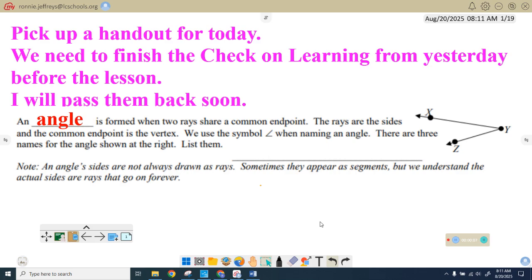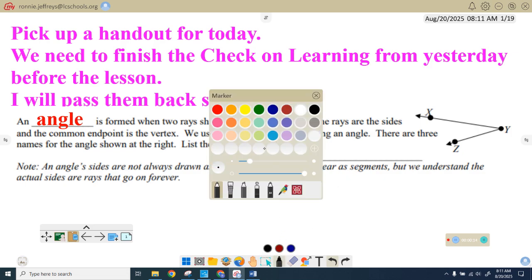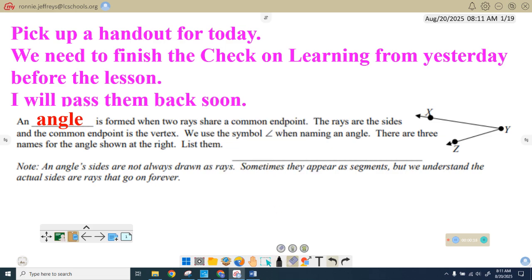Now, today we are diving into our last part for our first unit test coming up next week. So, things we need to know. Well, some of y'all need to know a lot, but things we need to know about this is as follows. An angle is formed when two rays share a common endpoint. Okay, y'all should probably know that by now.